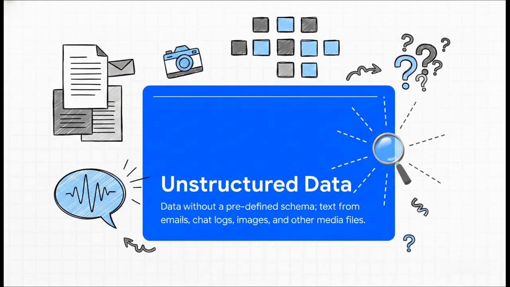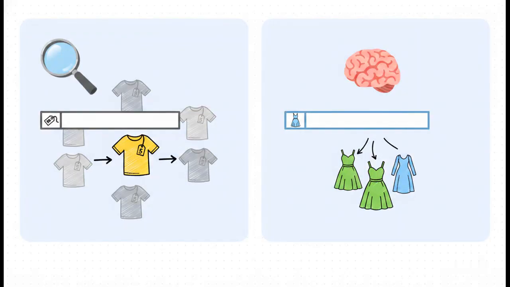And then, on the complete other side of the spectrum, you have unstructured data. This is the messy, free-form, chaotic information that is just everywhere today. We're talking about the text from your emails and chat logs, the pixels that make up an image, the audio from a podcast. It doesn't fit into a nice, neat little table, and that makes searching it a whole different ballgame.